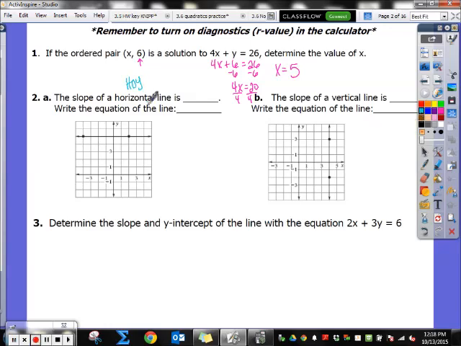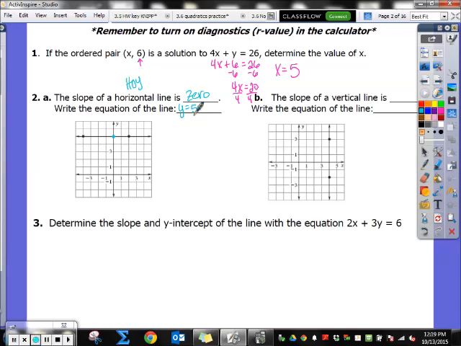For 2a, the slope of a horizontal line, hopefully you remember HOY. That stands for a horizontal line has 0 slope, and the equation starts with a y. So the slope of a horizontal line is 0, and for the equation of the line shown, you just have to find the y value that it goes through, and it is y = 5.